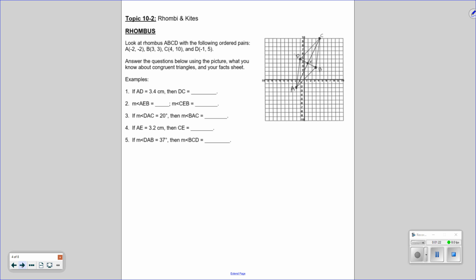So if AD is 3.4 centimeters, then the length of DC should also be 3.4 centimeters because all 4 sides are congruent by definition. Okay. Then it asks for the measure of angle AEB, which is this angle right here. Now, that looks like a right angle to me, but how are we going to check and see if it is? Let's look at the slope of the 2 diagonals and see if they are perpendicular.